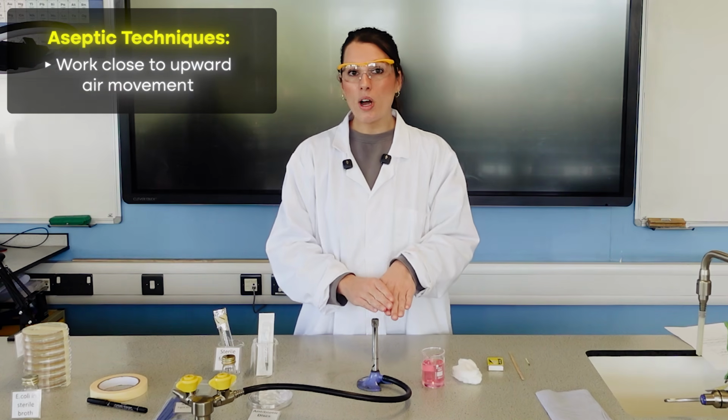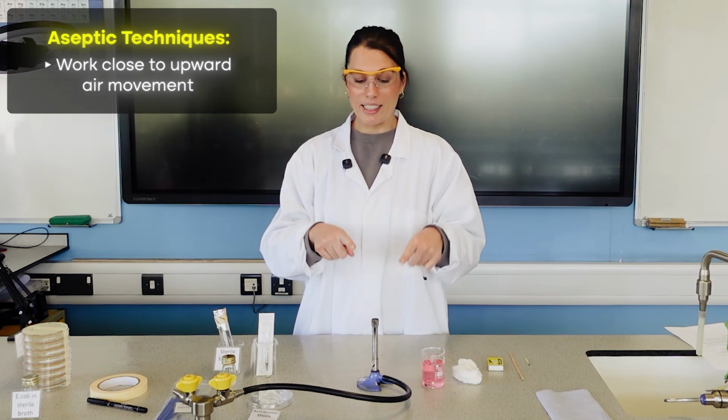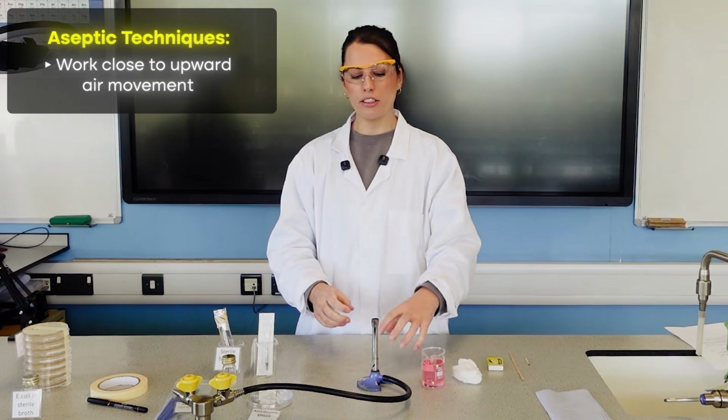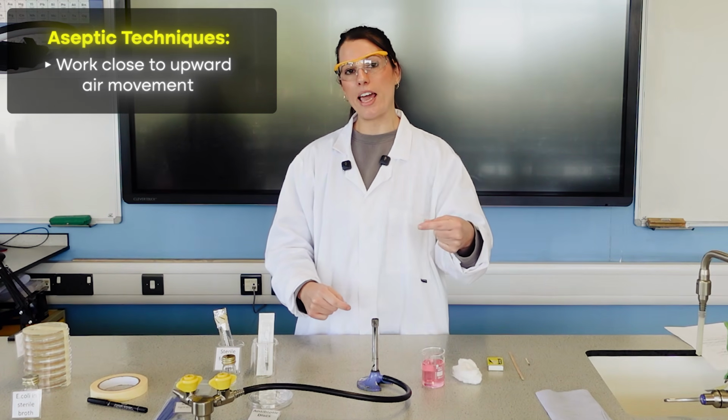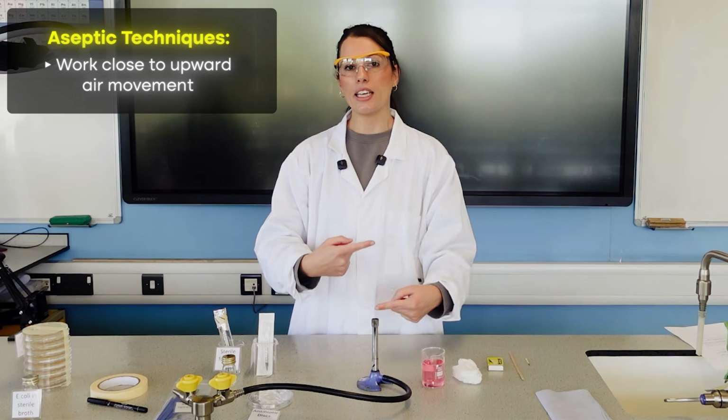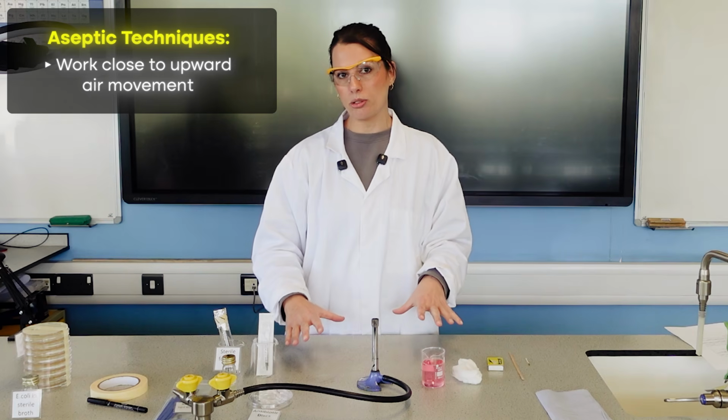When the students are working, they also need to make sure they're working near the Bunsen burner because this is so hot, you're going to get a convection current drawing the air up into the flame, and then as the air cools, it sinks again. So you constantly have this circulation of sterilized air around where you're working.